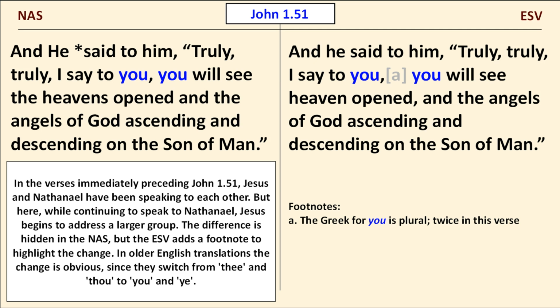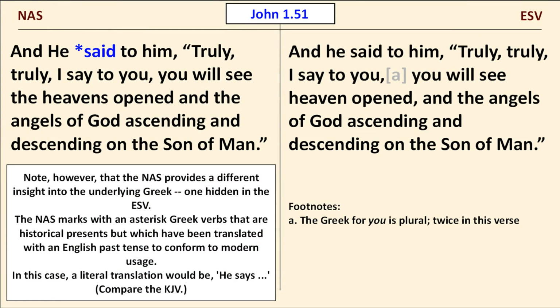In the verses immediately preceding John 1:51, Jesus and Nathanael have been speaking to each other, but here, while continuing to speak to Nathanael, Jesus begins to address a larger group. The difference is hidden in the NAS, but the ESV adds a footnote to highlight the change. Note, however, that the NAS provides a different insight into the underlying Greek, one hidden in the ESV.